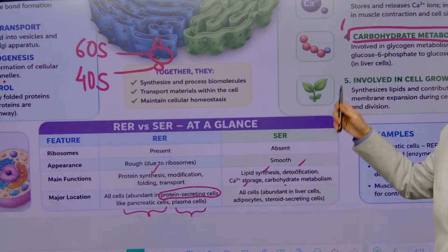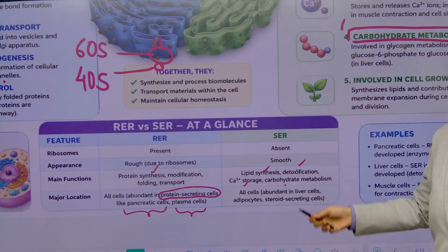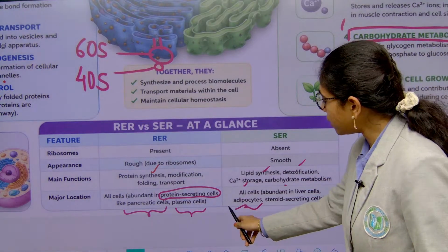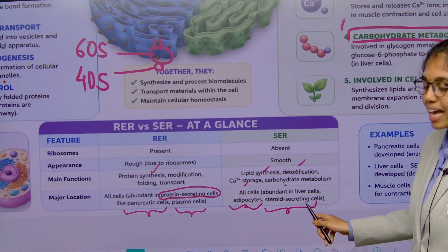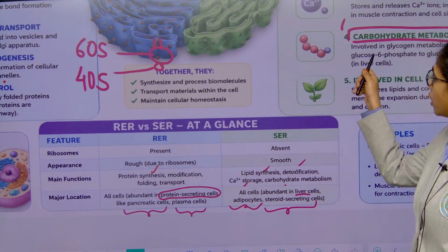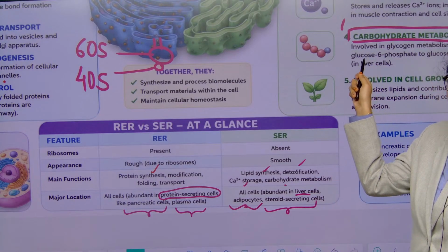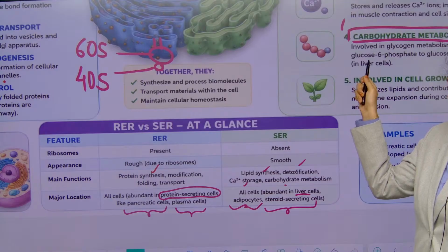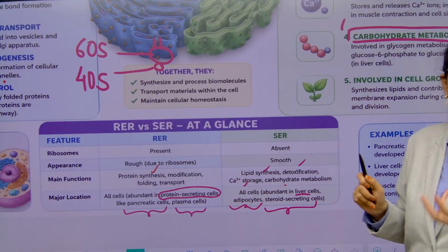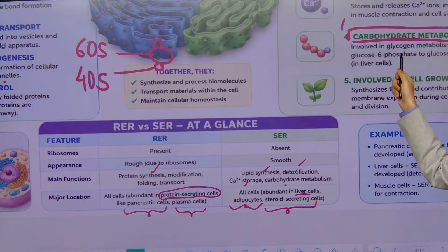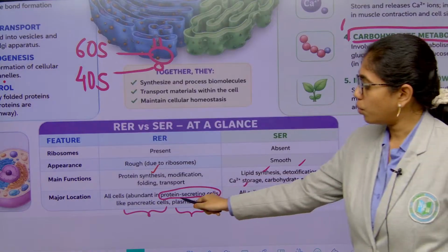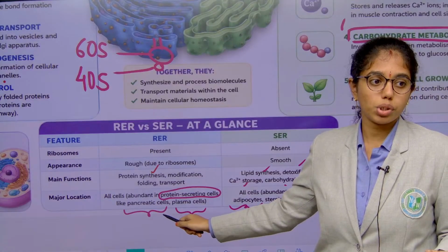Now you tell me, as it is involved in lipid synthesis, it is mostly present in adipocytes or adipose tissue, steroid secreting cells and liver cells, because it is also involved in glycogen metabolism. Clear, right? So what are the new points that you can take down from the previous classes? 1. Carbohydrate metabolism of SER, and 2. Where they are present in huge number.